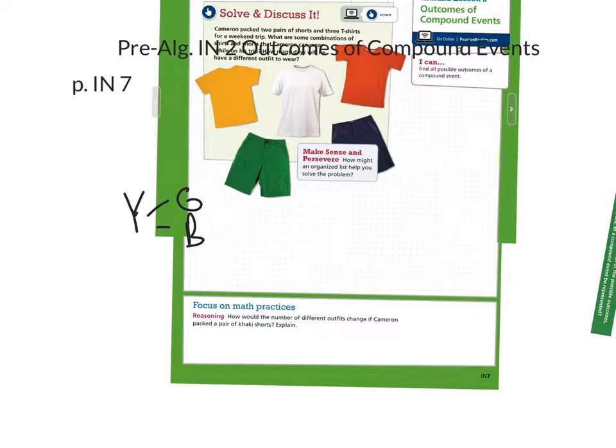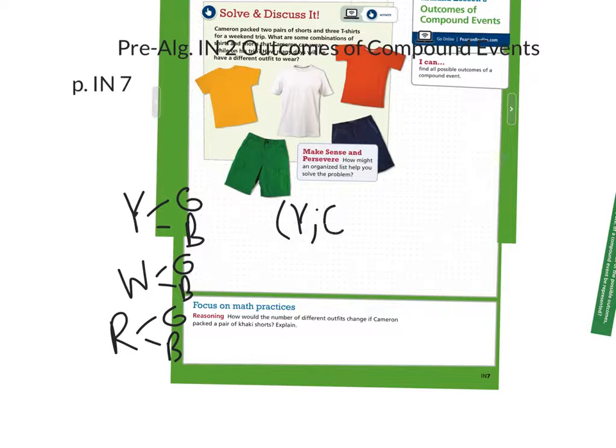The white shirt could go to green shorts or blue shorts, and the red shirt could go to green or blue. So you could look at all the different routes you've got, or instead of that, you could write them as ordered pairs, kind of like when we graph things. Yellow, green, yellow, blue, and so on. So how many different options does that give us?